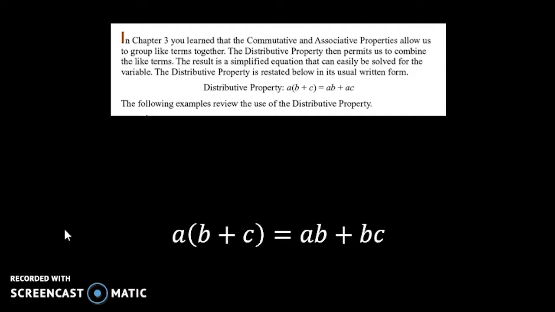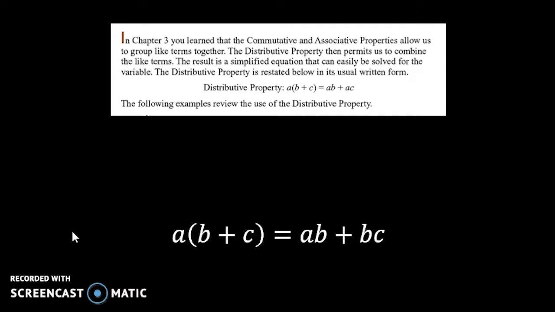So it says, in Chapter 3, you learned that the commutative property and associative properties allow us to group like terms together. Remember, the commutative property tells us we can change the order of things, and the associative property tells us that we can regroup or change the way things are associated with each other.